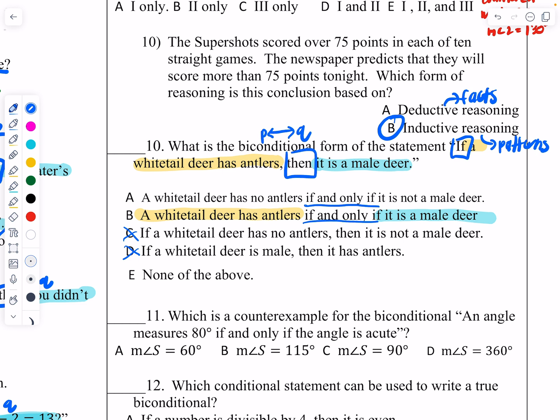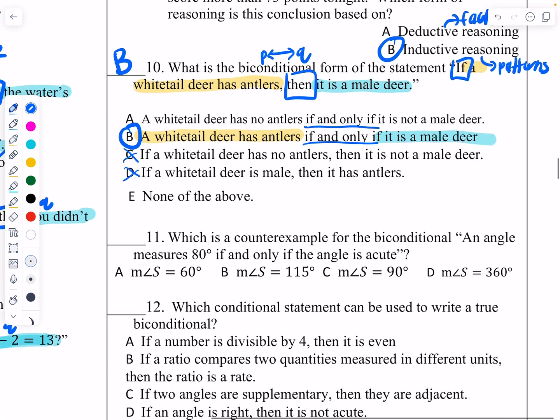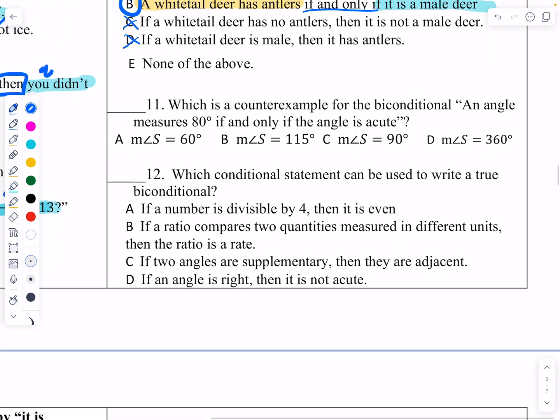If this was flipped around, you could also pick that one. If it said if and only if it is a male deer, if and only if a white-tailed deer has antlers, okay? So it's true forwards and backwards, so you can write it either way. All right, which is a counterexample for the biconditional. So remember when we say counterexample, a counterexample means that this statement is false, and this example disproves the statement.